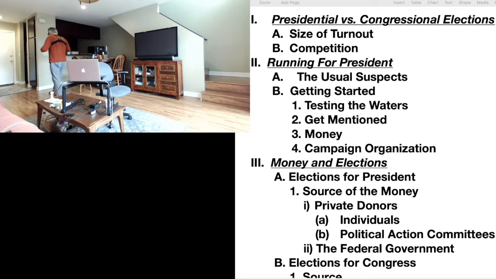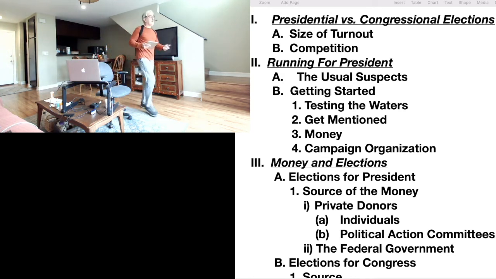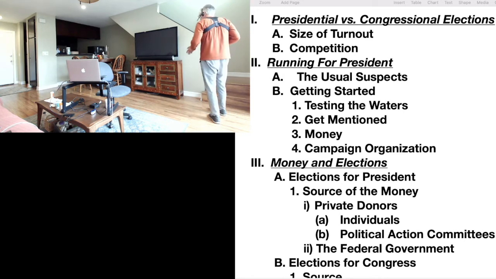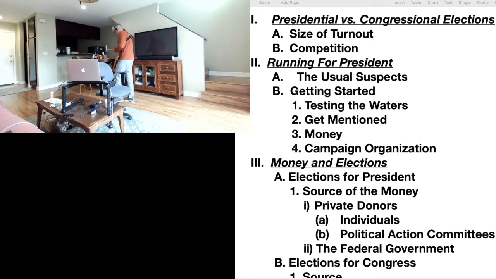What about other countries? Canada spends $17 per vote. Not $47 per vote, $17 per vote. So they spend much less than we do. The United Kingdom spends $6 per vote. Germany spends $2 per vote. Now, why is it lower in these countries than the United States? Well, there they have public financing of elections. Okay?